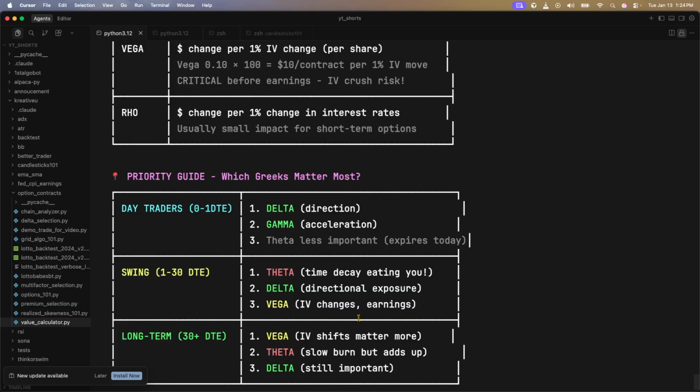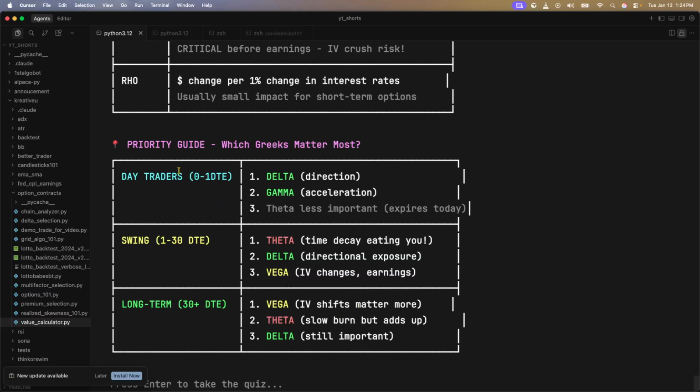So here's the priority guide for day traders, and this is where I sit. For 0 DTE to 1 DTE contracts, we care about delta. This is the direction, right? And gamma, this is how fast we're going in that direction. And then theta, depending on how you're managing your position, is how much money you're losing, right?